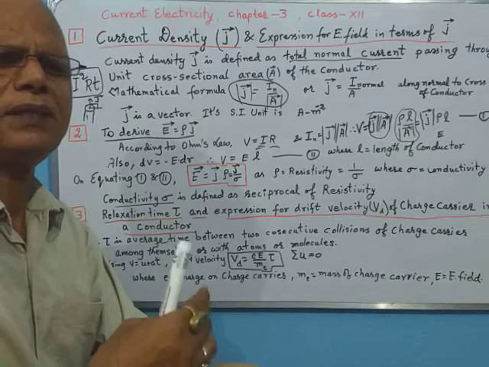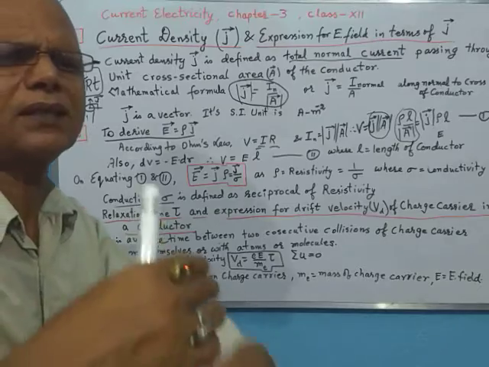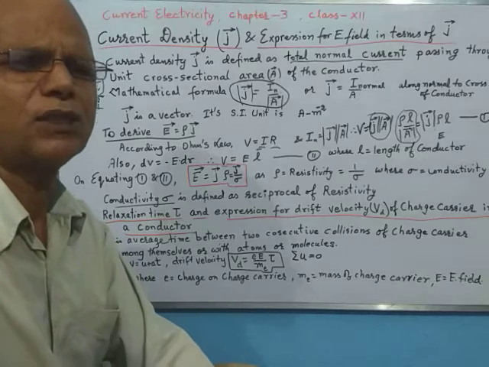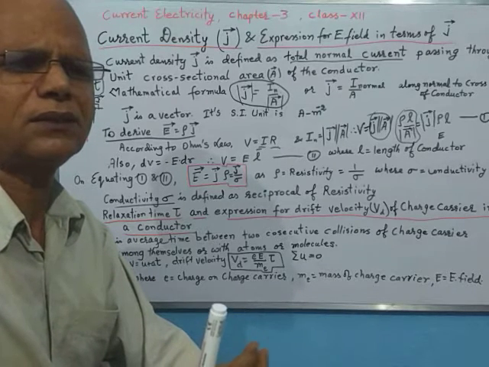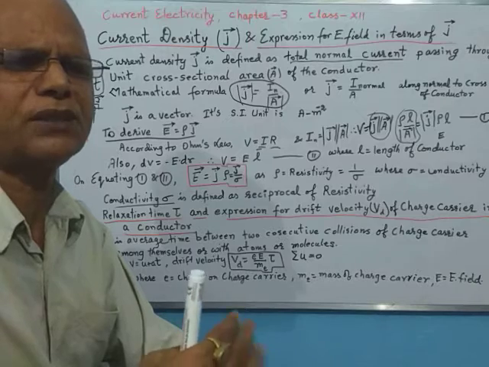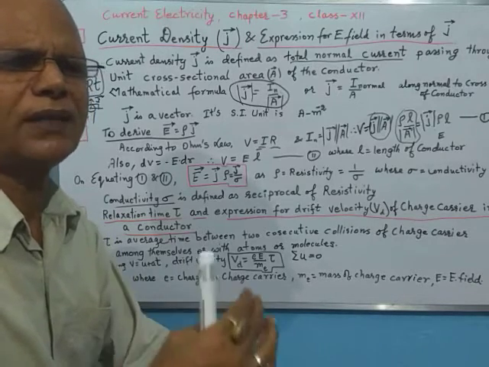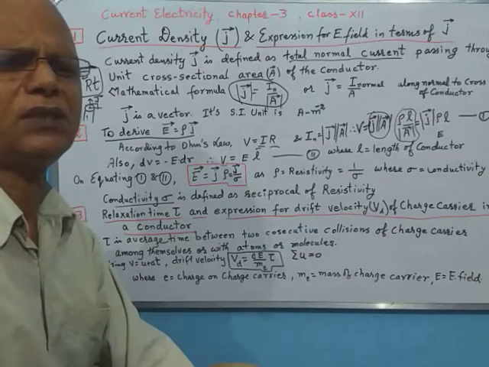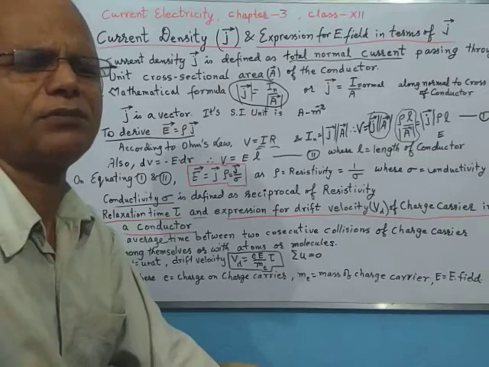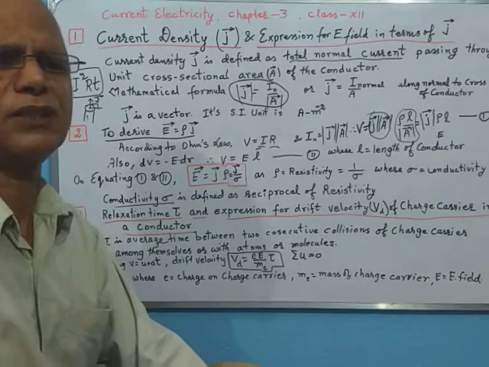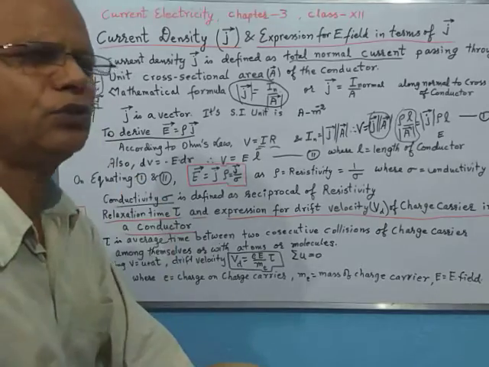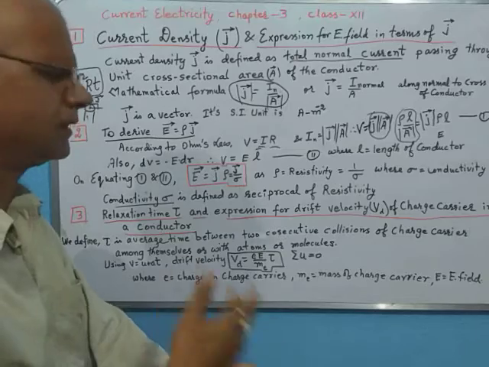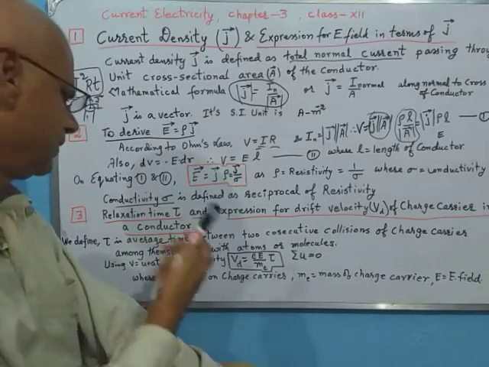Average time means sometimes the collision may take place after a longer time, sometimes much earlier. They vary from situation to situation, time to time. So what we take is the average time between two consecutive collisions. That time, the average time between two consecutive collisions of the charge carrier, is known as relaxation time, and we denote it by tau. Tau is a scalar, and its SI unit is second because it is time.